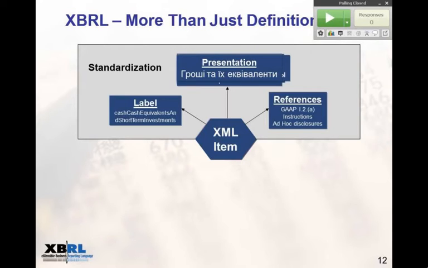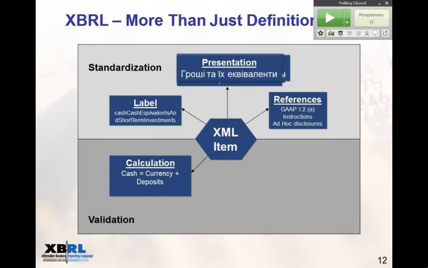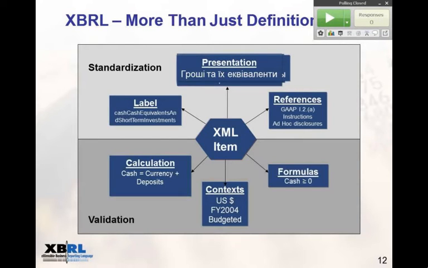Now, let's go a little bit further on this. Remember I told you taxonomy is chart of accounts on steroids. This is the account. This is a relationship. Cash equals currency plus deposits. Cash, cash equivalents, and short-term investments. This is in US dollars. This is 2004. This is budgeted, not actual. And then, in order to avoid mistaken entries, it has to be larger than 0. So this is a definition of an XML item, in this case, an XBRL item.